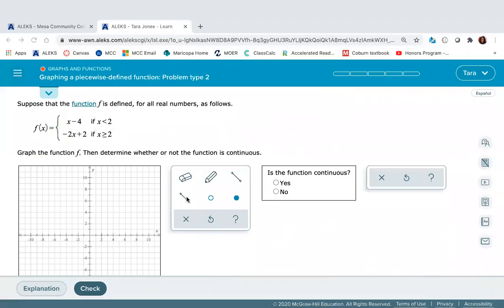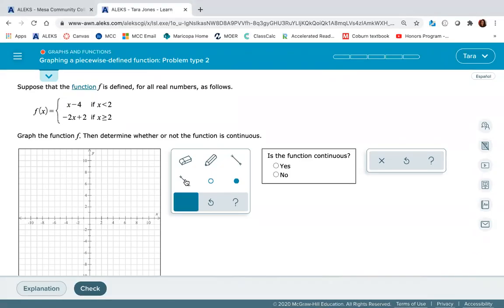So because it's a portion of a line, it's not a line segment. We don't have a beginning and an end point. We have a beginning point on this line, and then this line does go forever. We're going to use this tool here, which is the ray tool.